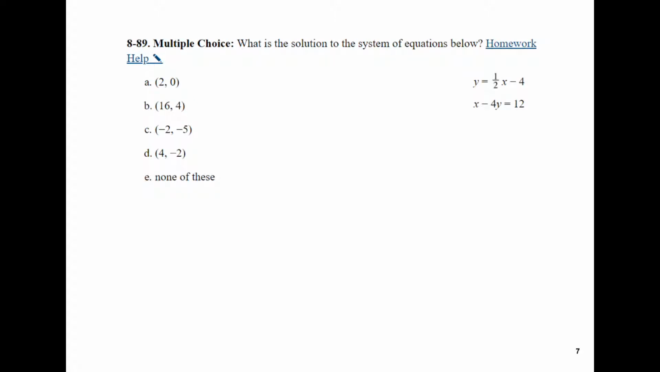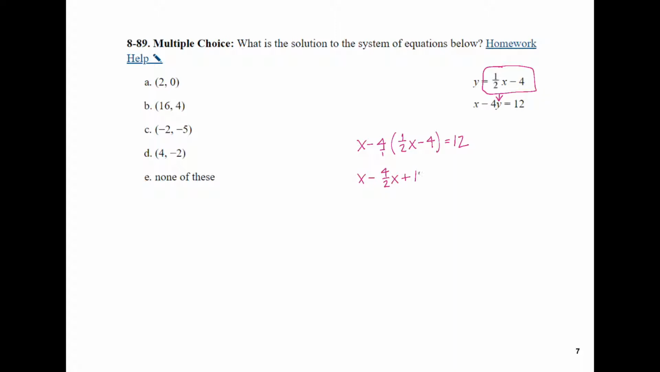8-89 is a multiple choice question. It says, what is the solution to the system of equations below? So remember, you can solve a system using substitution or elimination. I notice that y is already solved, so I can substitute that into my bottom equation. x minus 4 times what y equals, 1/2 x minus 4, equals 12. When I multiply fractions, I multiply straight across, so x minus 4 over 2 x.